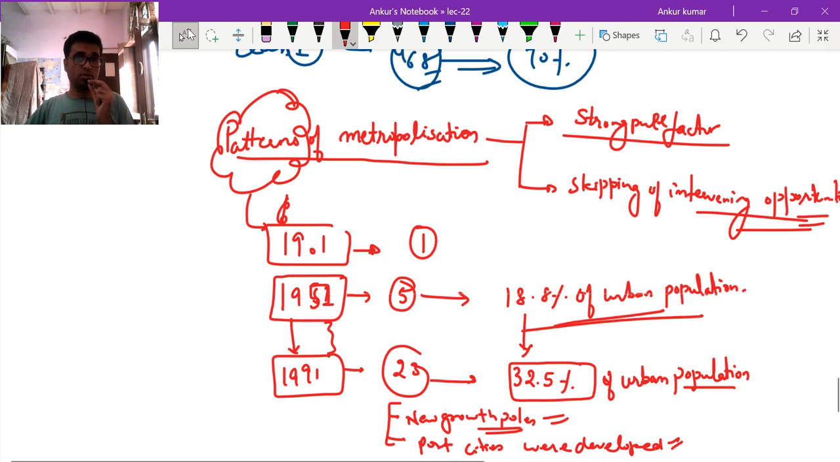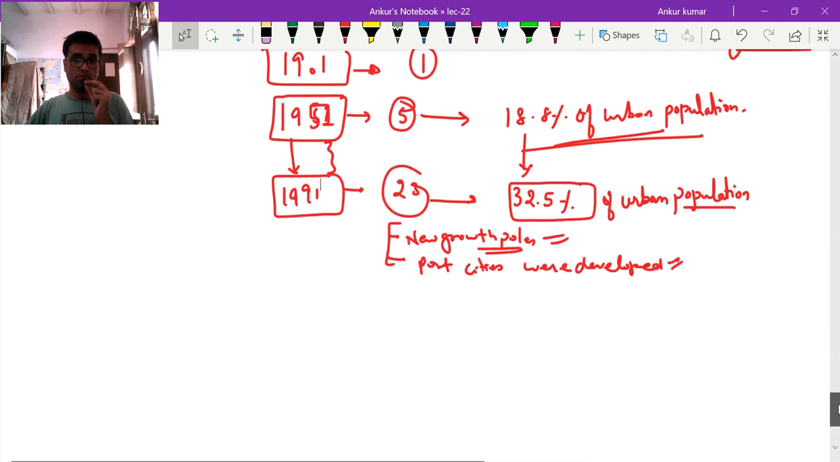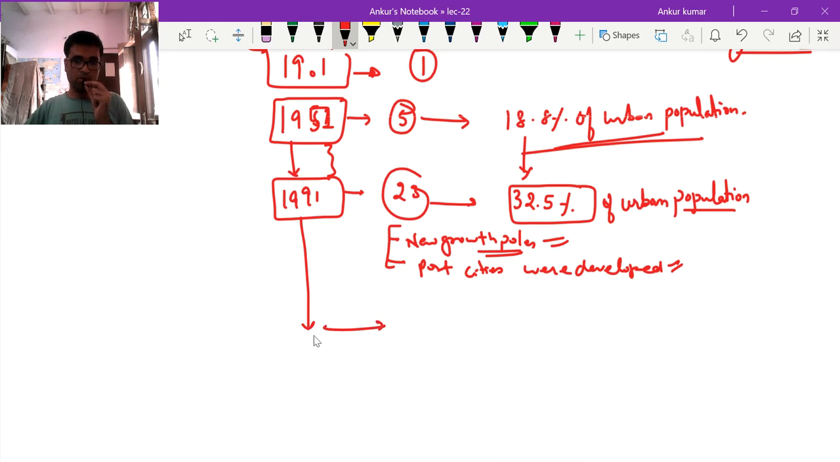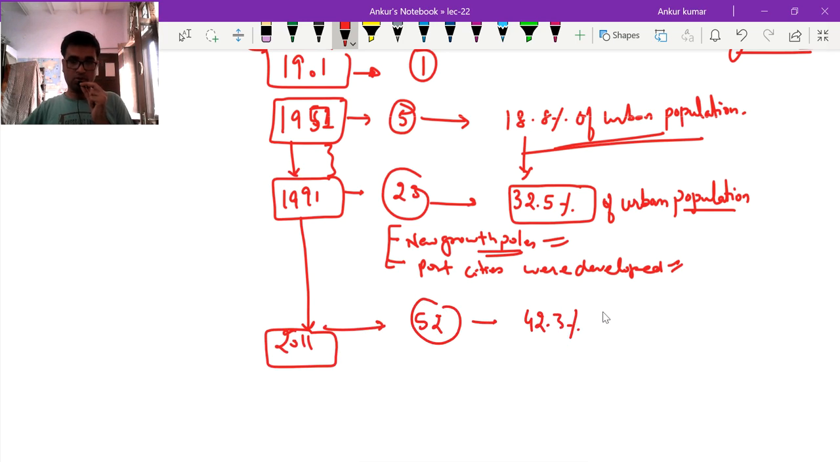Post 91, again there was the strongest metropolization that happened, post 1991. The strongest metropolization happened, and in 2011 the number of metropolitan cities was 52, and they had 42.3% of the urban population.